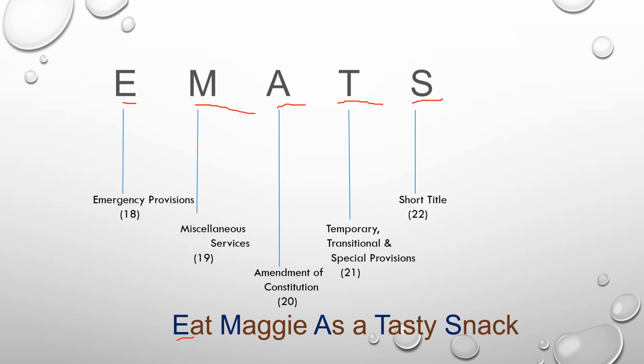E represents emergency provisions, it is part 18. M in the Maggie represents miscellaneous services, it is part 19. A represents the amendment of Indian Constitution, part 20. And T represents the temporary, transitional and special provisions, part 21. And S represents the short title, it is part 22. So in this way you can remember these parts easily. Eat Maggie as a tasty snack.